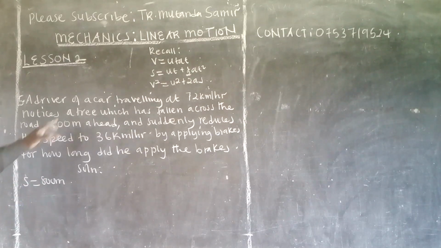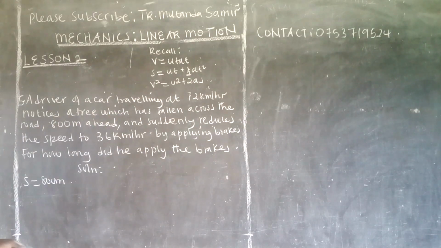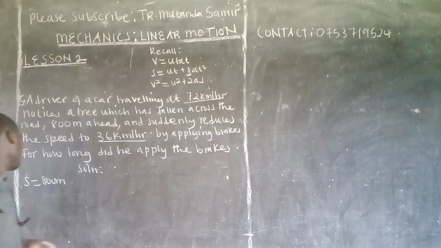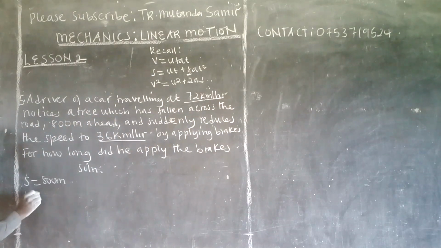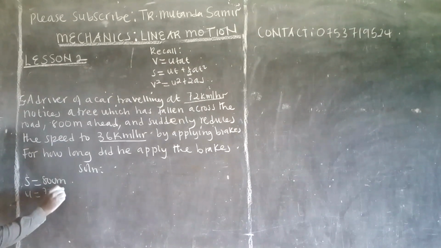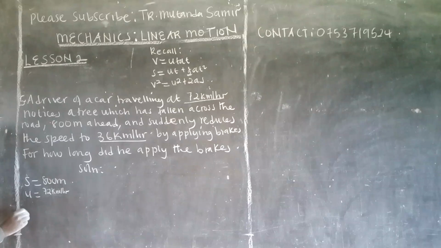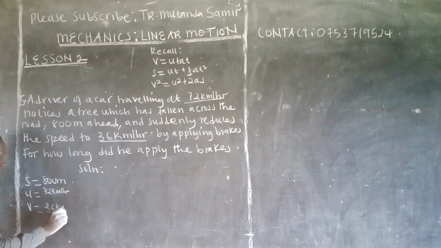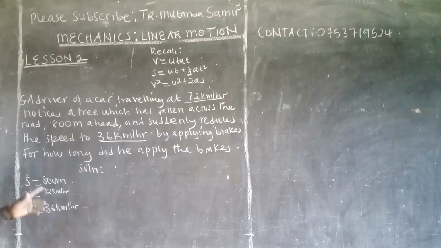Okay, so a driver of a car traveling at 72. Now we see that we have two speeds. We have this one and we have that one. But this one is the initial speed. So u is equal to 72 kilometers per hour. Then v is equal to the final velocity, 36 kilometers per hour. This is after the man had reduced.